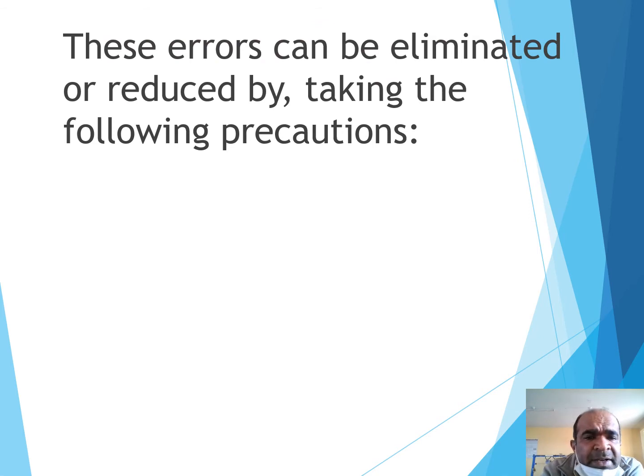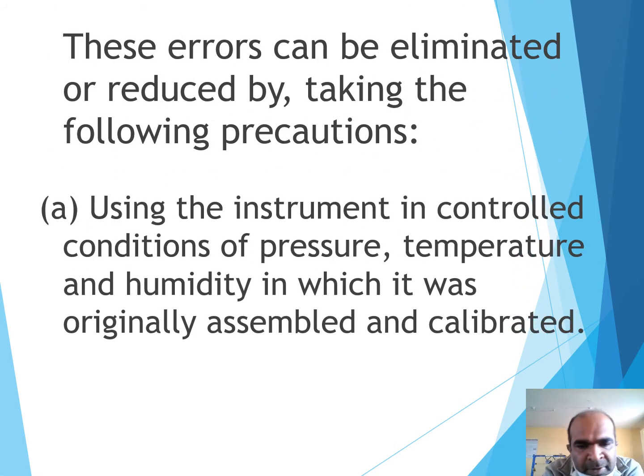These errors can be eliminated or reduced by taking the following precautions. If you want to reduce or eliminate them, what precautions do we need to take? Use the instrument in controlled conditions of pressure, temperature and humidity in which it was originally assembled and calibrated. For example, if I want to measure a particular value at a given temperature, pressure and humidity, I should use that instrument only in the condition where it was assembled and calibrated.